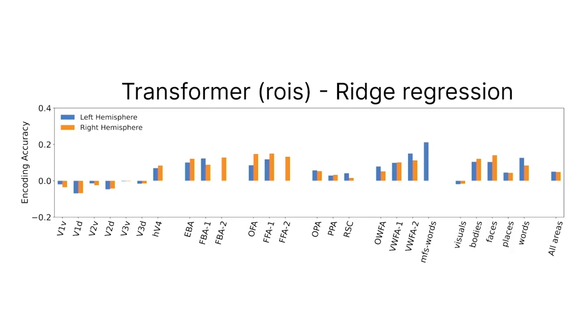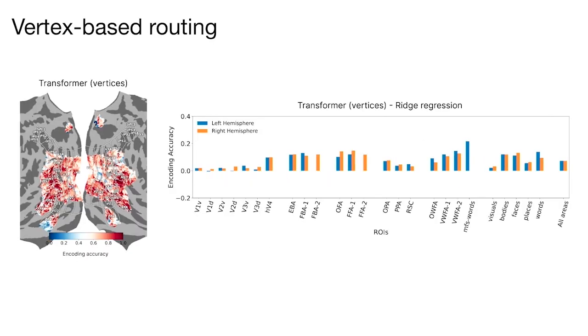So when we compare our model to the ridge regression model, we see that the model suffers in the early visual areas because here we're forcing the entire, for example, V2 dorsal to have the same receptive field, all the units there. But the units have smaller receptive fields in that area. So one way to address this is to learn vertex-based routing. For each vertex in the brain, we learn a specific routing mechanism, so each vertex learns to route information instead of the whole ROI.